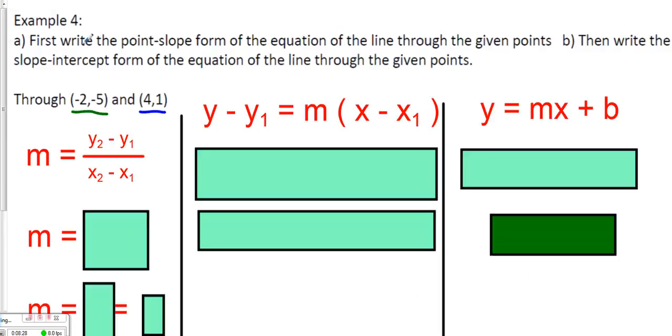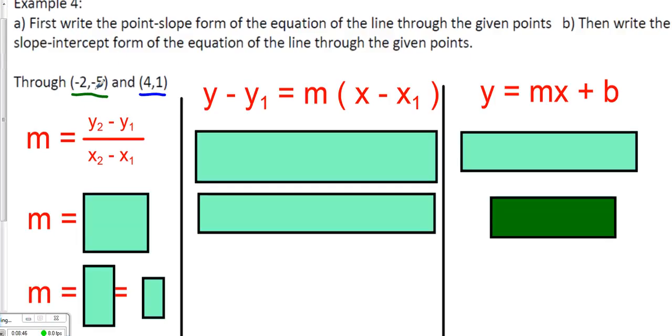Last example, example 4. We're going to first write the point-slope form of the equation of the line through the given points. Then we're going to write the slope-intercept form of the equation through the line with the given points. Similar to what we did in our last example, except we're not given a slope. So even before that, we first have to find our slope. Then we find our point-slope form. Then we find our slope-intercept form. So kind of 3 steps here.